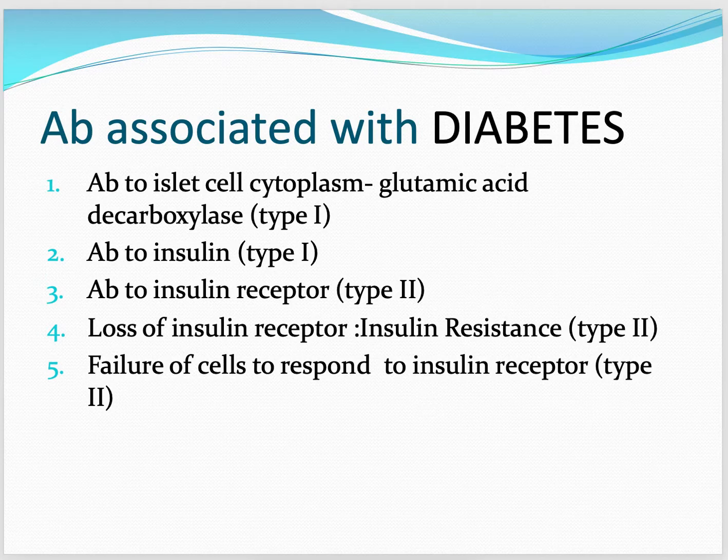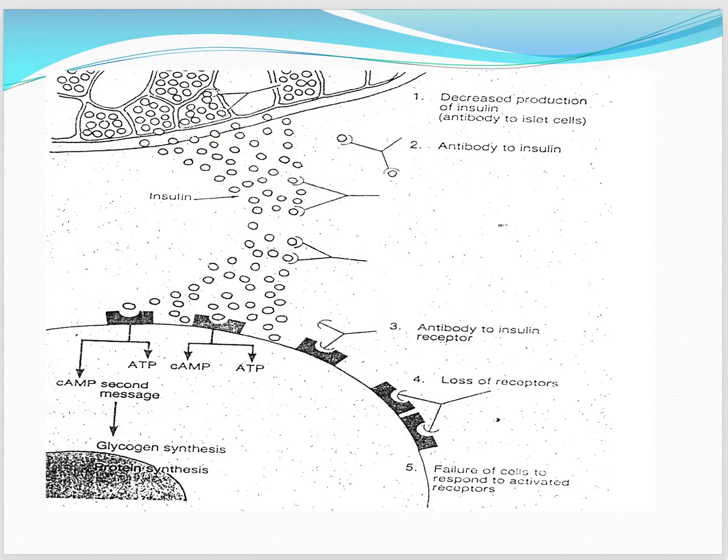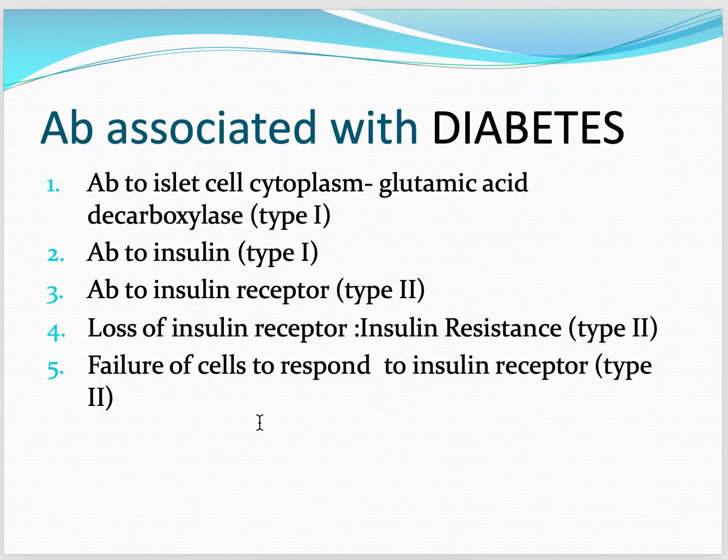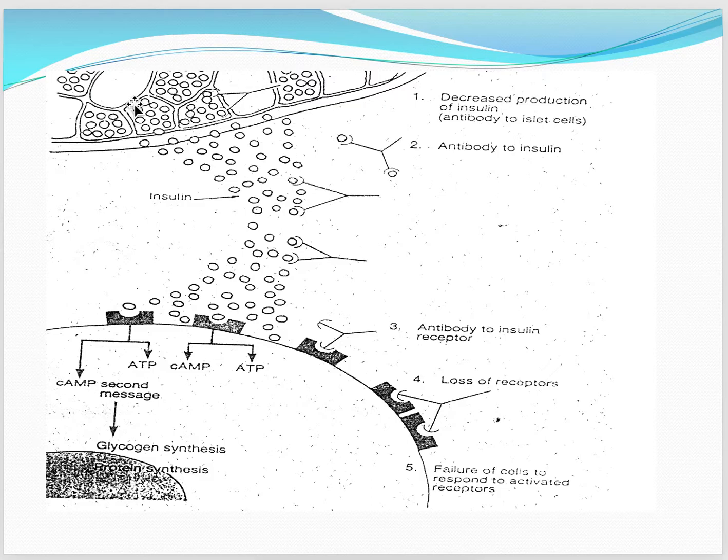So these were just some text, and I think from this text it's difficult to get a clear idea. So let's see this photo. This is a graphical representation of what is said here. Say these are the islets of Langerhans of the pancreas. They produce insulin and then secrete it. Then this insulin binds with the receptor of the cell.